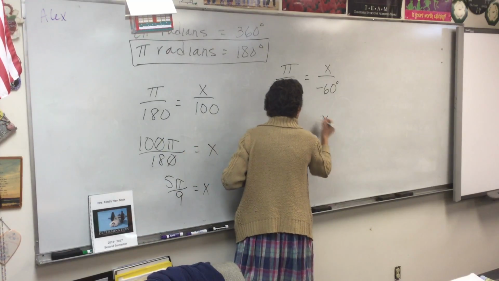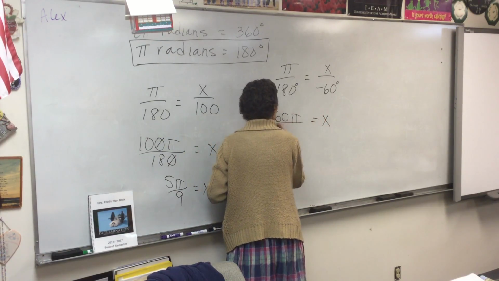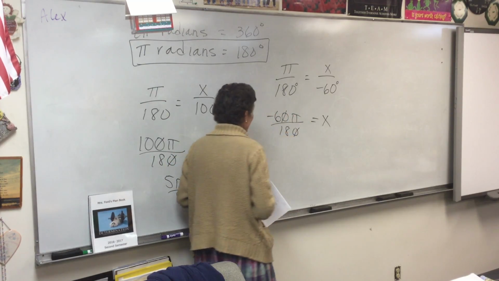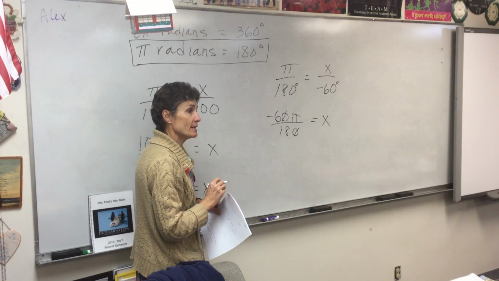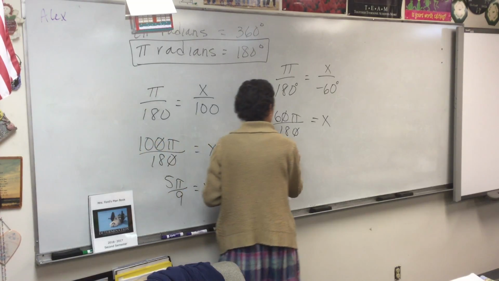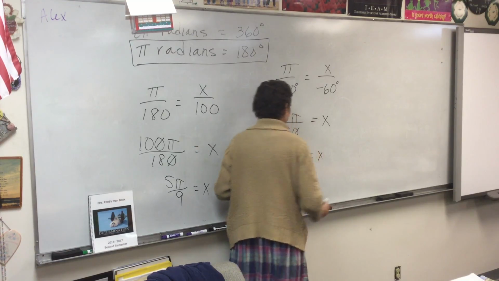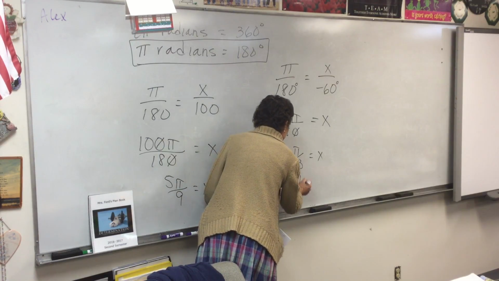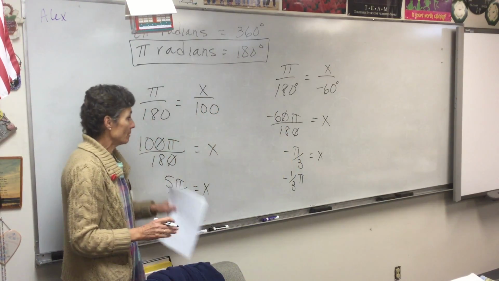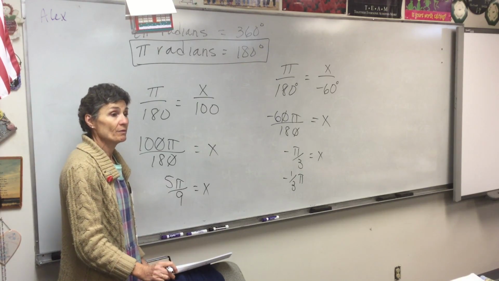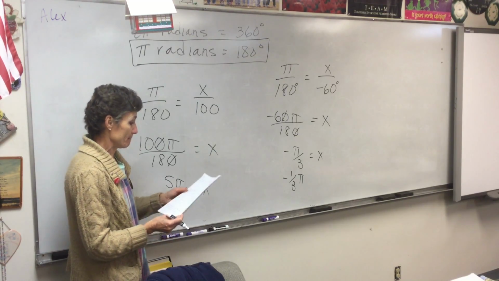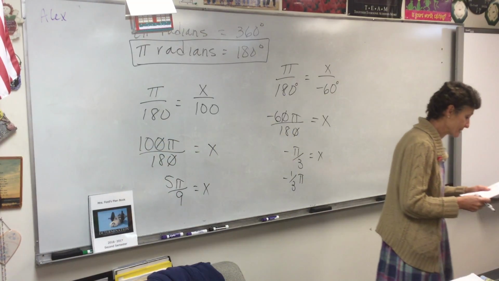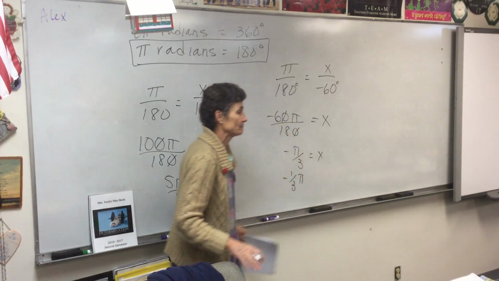Then I'm going to end up with negative 60 pi over 180, which again I'm just going to have to reduce, so the zeros cross out. Negative 6 over 18 would be negative 1 over 3, so negative pi over 3. Now, I usually write it that way, but if you would rather write 1/3 pi, that is fine. Okay, try 210 on your own. See if you can get 210 done. You're going to do it exactly the same way.